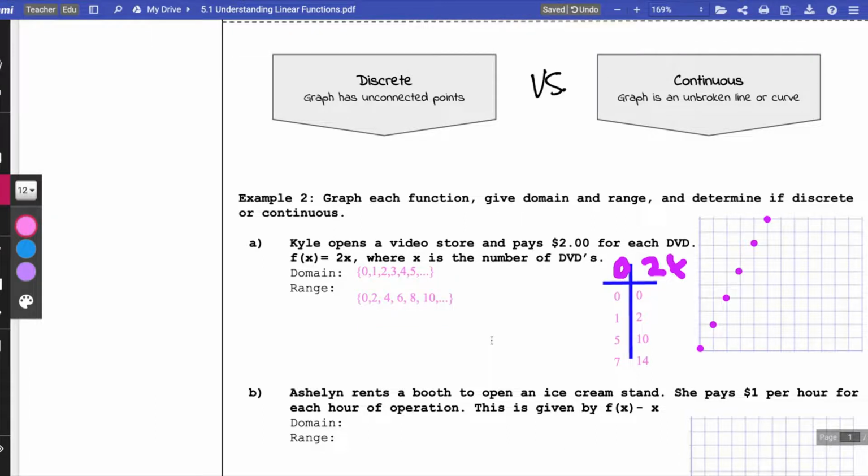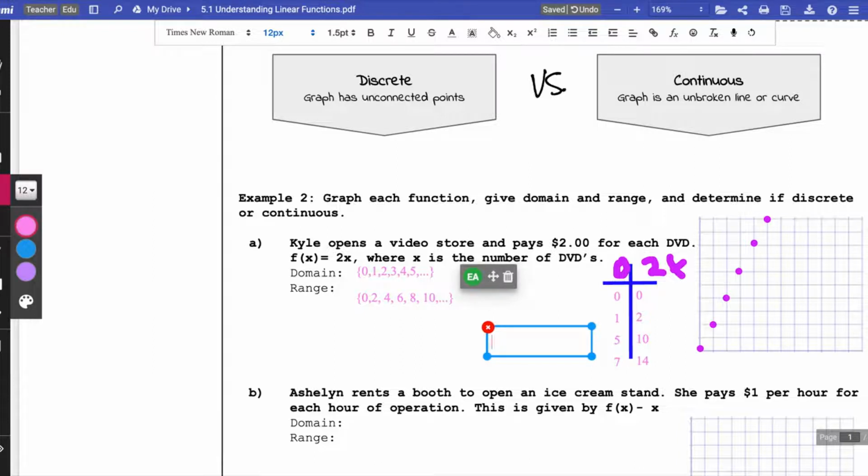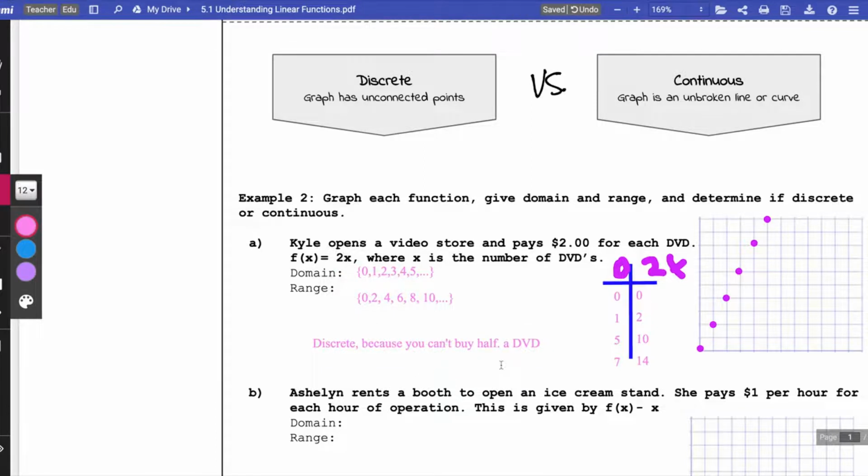Just keep going. Now we really have to decide, well, is this continuous or discrete? So remember, discrete means the dots aren't connected. So let's think about, what does it mean if I connect these dots? Well, if I connect these dots, I'm saying that I could buy half a DVD, but can you buy half a DVD? No, it's not going to work. So this graph is actually going to stay discrete because it doesn't make sense to connect the points, given what this graph represents. So discrete, because we can't buy half. Okay, and that's all that is for that problem.